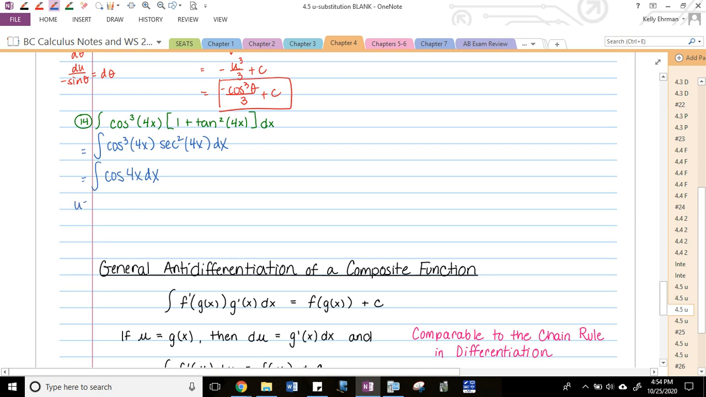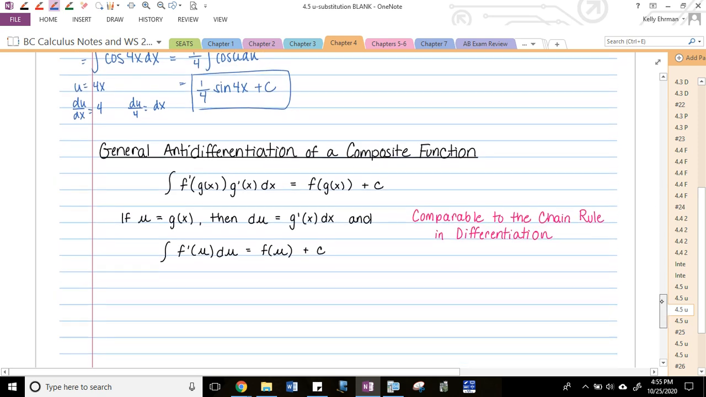We do have a nested function. U is 4x. Du dx is 4. So du divided by 4 is dx. So it's really going to be 1/4 the integral of cosine u du. And I made that jump because dx is du divided by 4, so I went ahead and pulled the divided by 4 out in front. 1/4 the integral of cosine is sine. Instead of u, let's just make it 4x plus c. Call it a day.